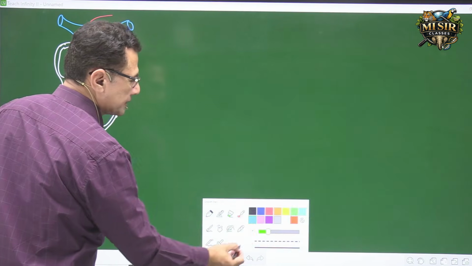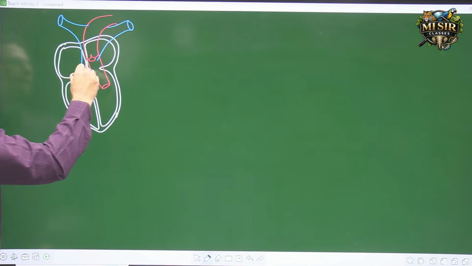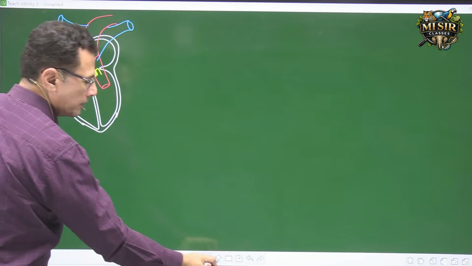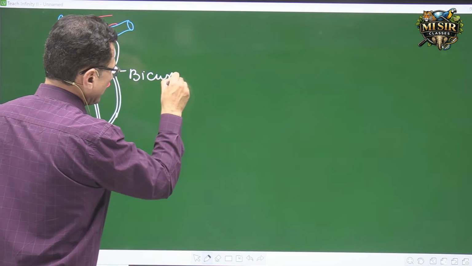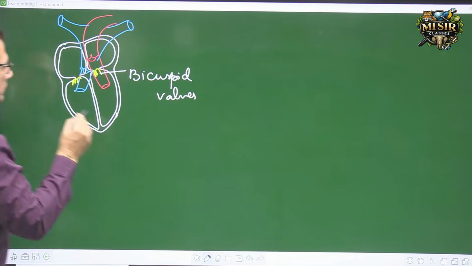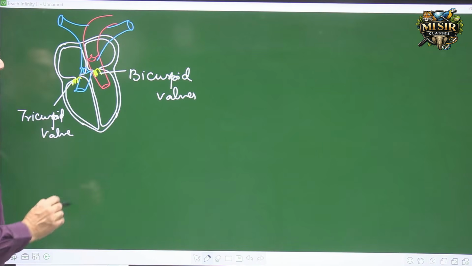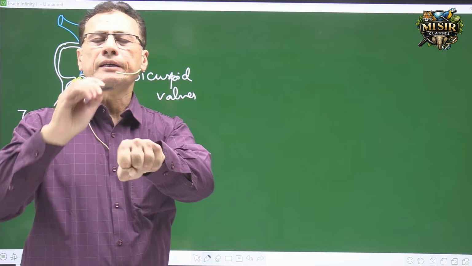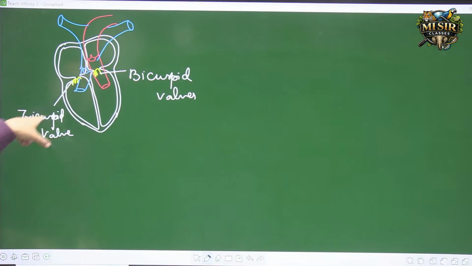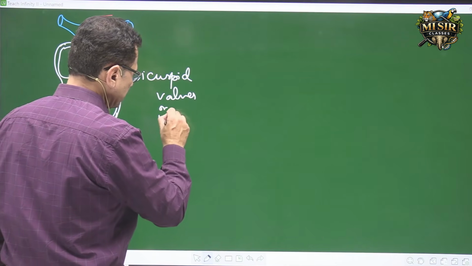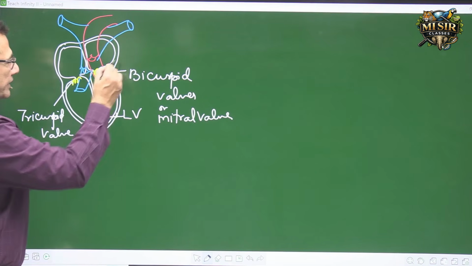We must know the exact location of various valves. These are valves which I am showing with different colors. I am just going to name them. These are the bicuspid valve with 2 cusps, and these are the tricuspid valve with 3 cusps. There are 3 elevations, 1, 2 and 3. Tri means 3 cusp elevations. Bicuspid is also known as the mitral valve. This is the left ventricle, right ventricle.